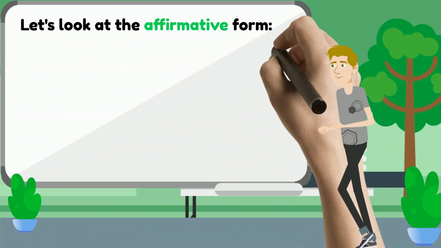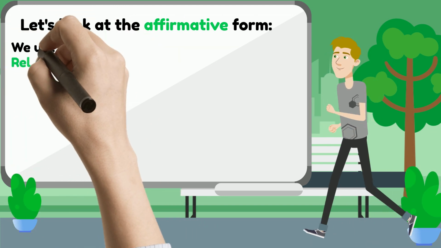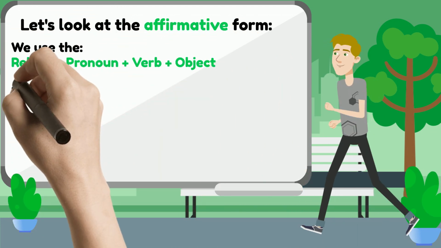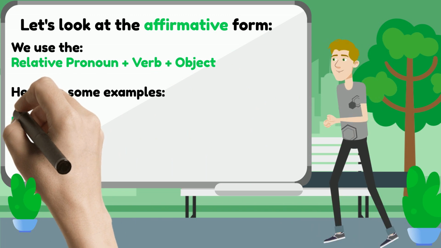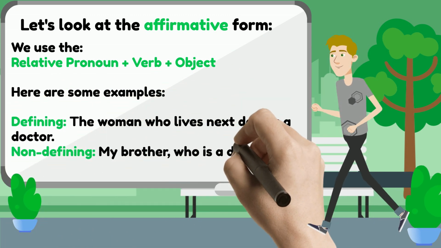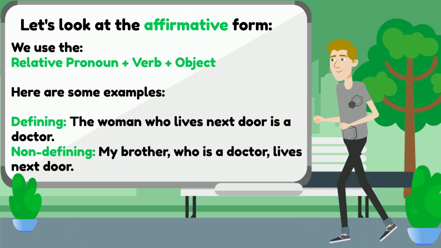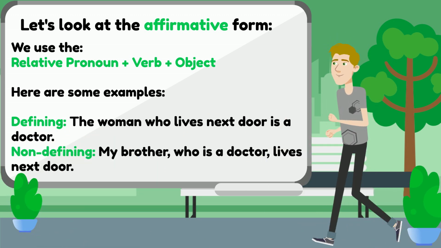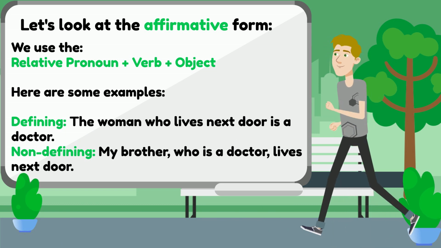Alright, let's take a look at the affirmative form. We use the relative pronoun plus the verb plus the object. Here are some examples. Defining. The woman who lives next door is a doctor. Non-defining. My brother, who is a doctor, lives next door.